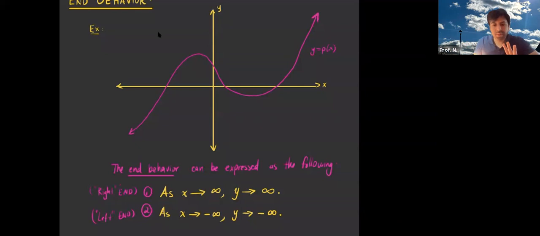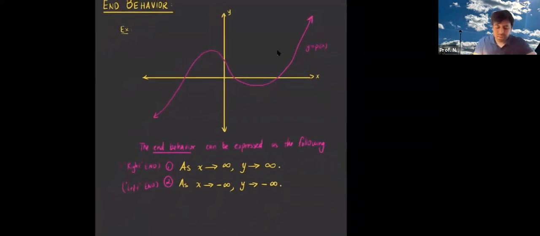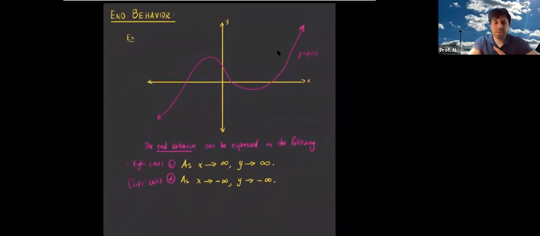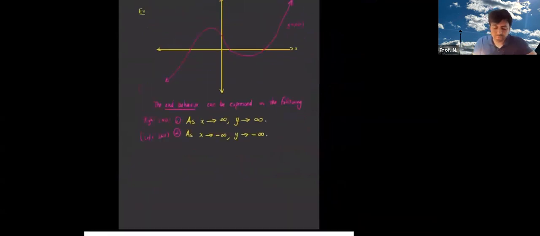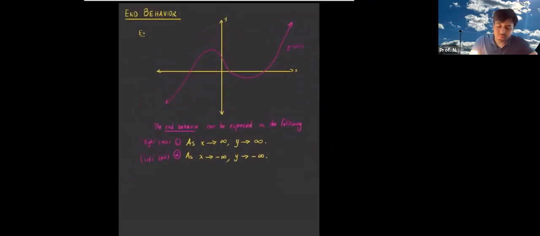So is that clear? Somewhat? Okay. Now, that's just a little introduction, a little example. But eventually we'll be given a polynomial, and we're going to have to be able to determine the end behavior without even graphing it, just by looking at the polynomial. So in order to do that, we need more info.